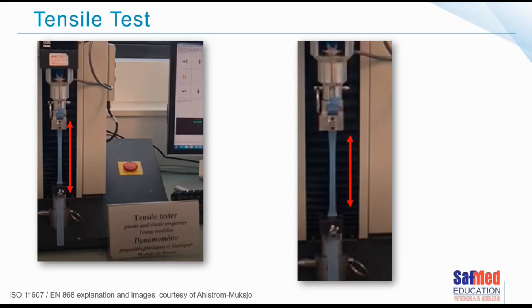This test is the Tensile Test, and it measures the ability of the fabric to withstand elongation. So you can see the image over here where a piece of sterile barrier system material has been placed and then actually pulled in an elongated direction.